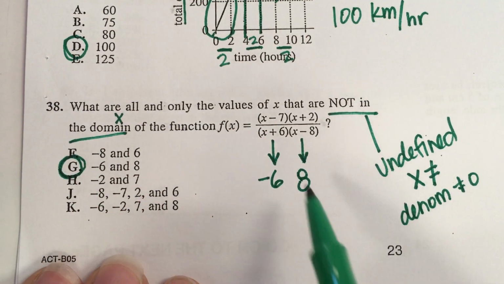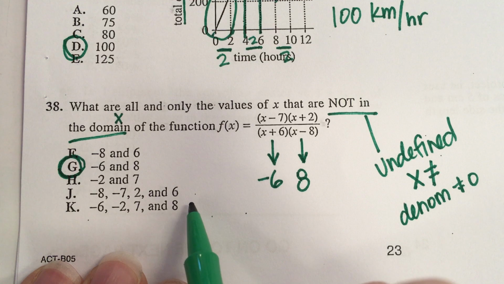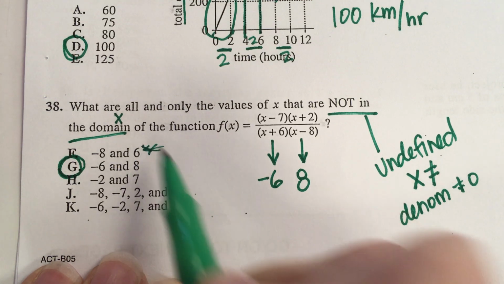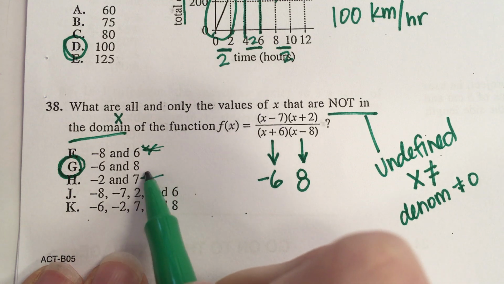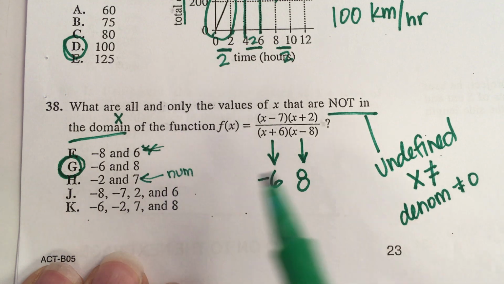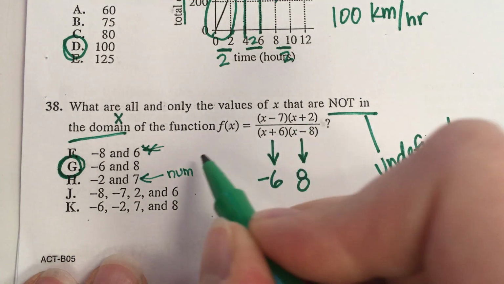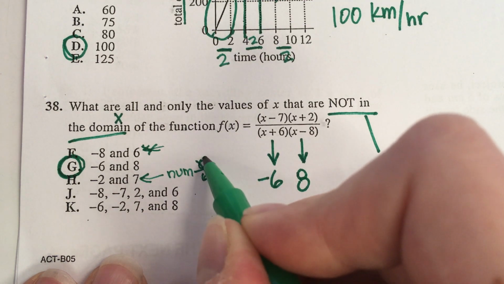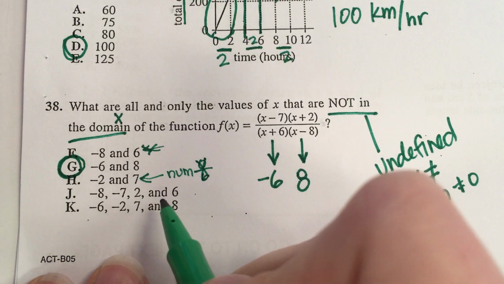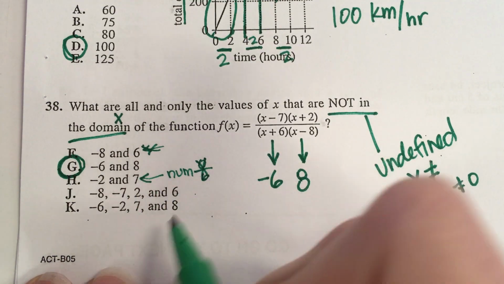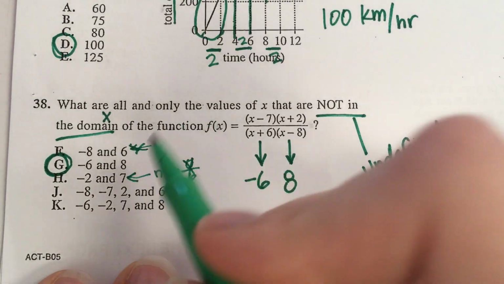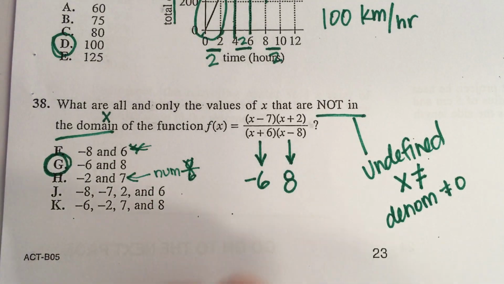The one they're trying to trick you with is this version, by you not remembering to flip the signs. So don't try that. And then this one is by doing the numerator. It's okay if the numerator equals 0. That would just be 0 divided by some number like 6, right? So that's okay because that's just 0. And then these include the numerator. We don't want to include the numerator here. It's just where the denominator equals 0. So that's why your answer is G.